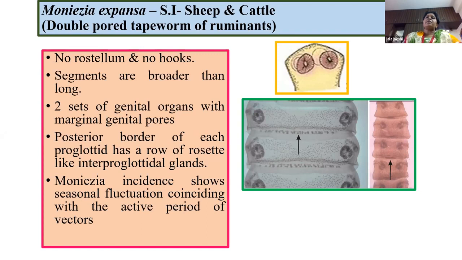The posterior border of each proglottid has a row of rosette-like interproglottidal glands, and the eggs are triangular in shape with a well-developed embryo inside, that is the pyriform apparatus. The eggs are triangular in shape, as I will show you in the next picture. It is showing infections in young animals, and their incidence coincides with the active periods of vectors, mainly oribatid mites. You should remember it. Moniezia species are commonest in young animals, and their incidence coincides with the active periods of vectors, mainly oribatid mites.